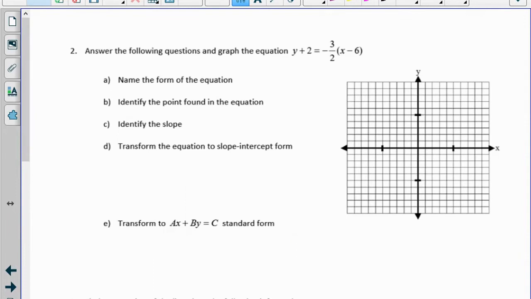Okay, answer the following question and graph the equation. First thing we're going to do is we're going to graph the equation immediately because I want to practice a little bit more graphing from point slope form. So if I take a look at this, my slope is -3/2. We have not graphed anything with the negative slope yet, but it's not that complicated. It's an algebra 1 concept. The point on the graph is 6 and -2. So I'm going to take 6 and -2, plot that point, and then my slope is -3/2.